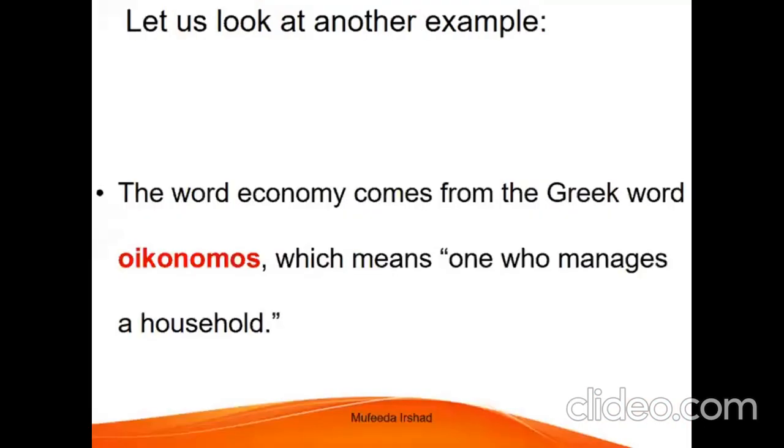Let us look at another example. The word economy comes from the Greek word oikonomos, which means one who manages a household. What does oikonomos mean?